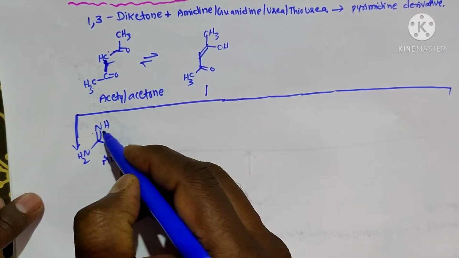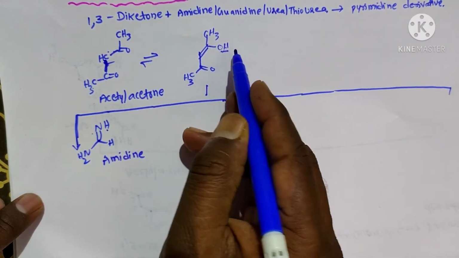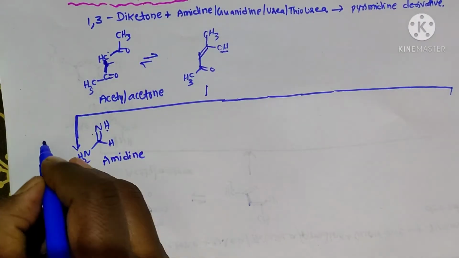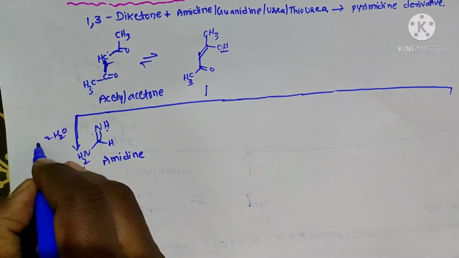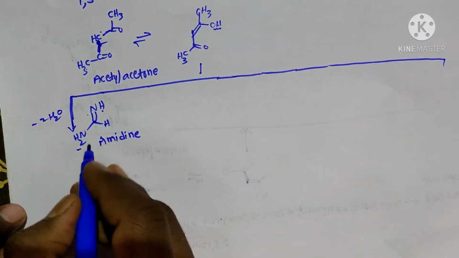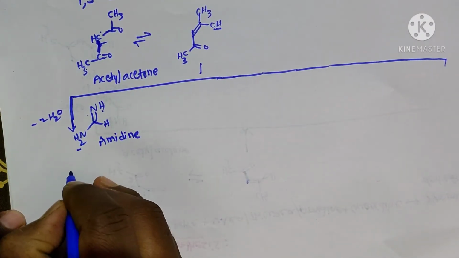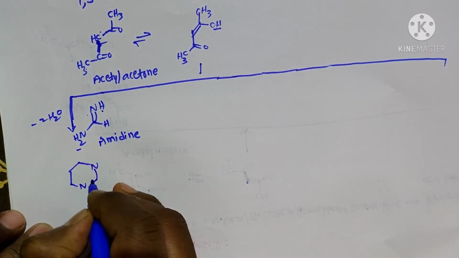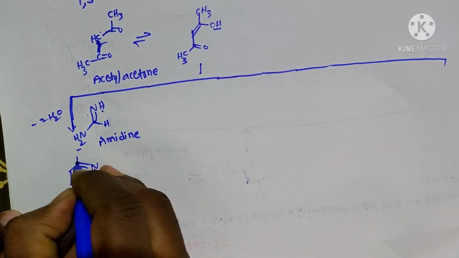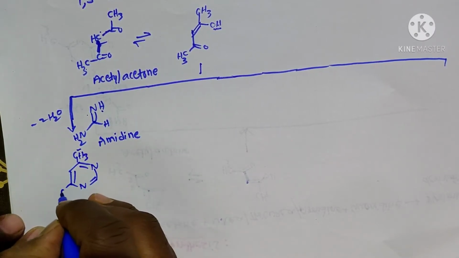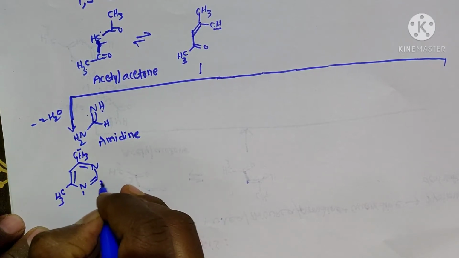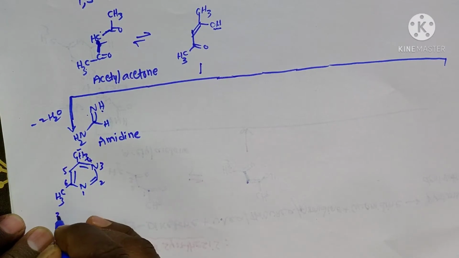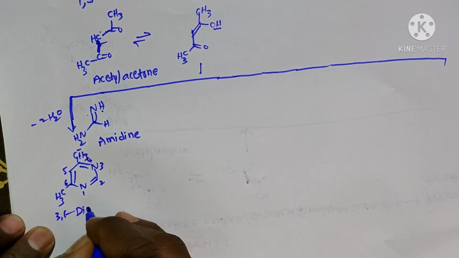So this hydrogen and this OH group go outside in the form of water, and these two hydrogens and this oxygen go outside in the form of water. So here two water molecules go outside. As a result, we get the pyrimidine derivative. Here numbering 1 2 3 4 5 6, so it is 4,6 dimethyl pyrimidine.